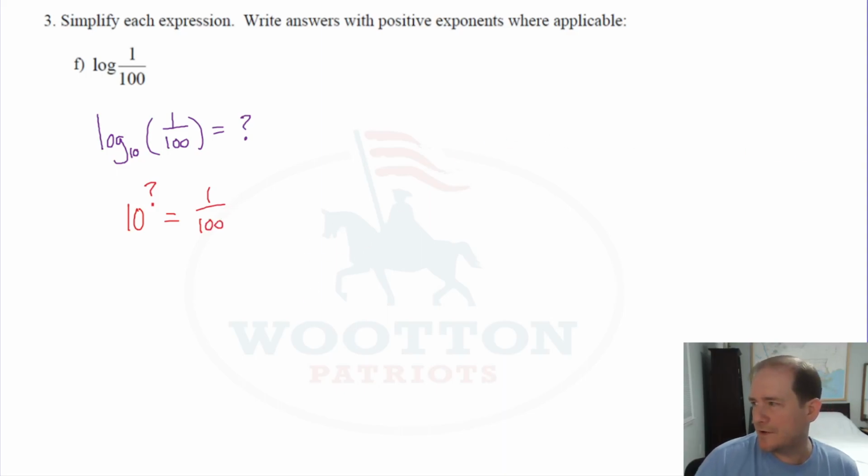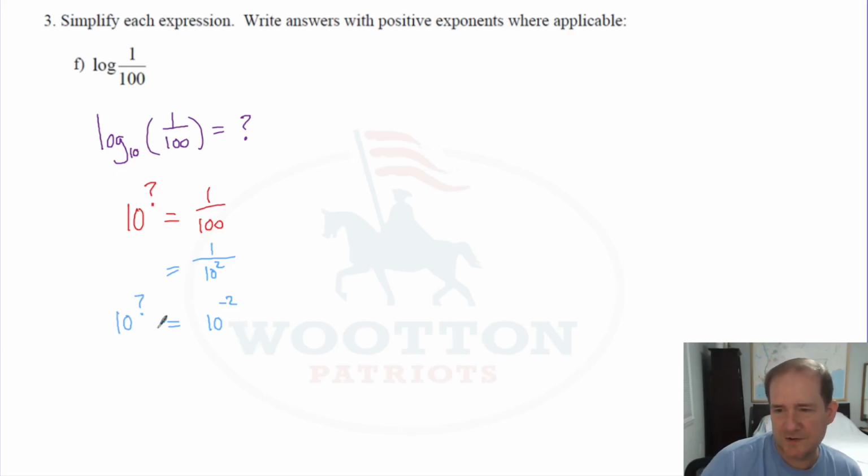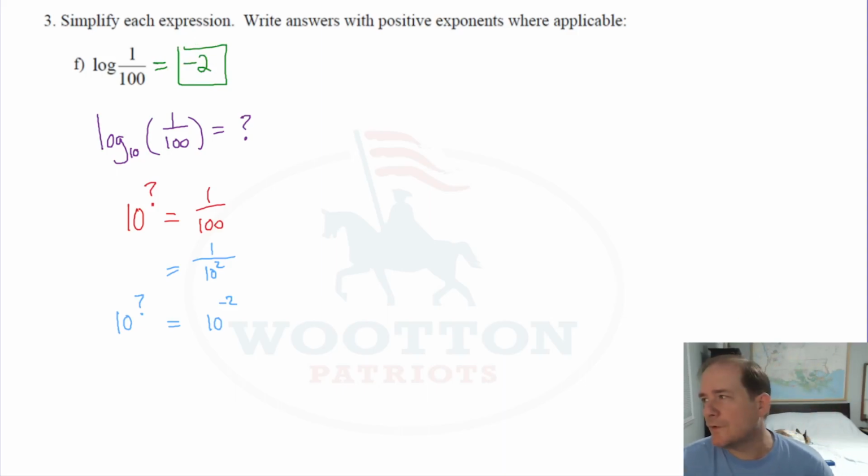And so probably what you should do to think this through is think about, well, 100 is just 10 squared, isn't it? So 1 over 100 is 1 over 10 squared. But because the 10 squared's in the denominator, that's essentially just 10 to the negative 2. 10 to the negative 2 would be 1 over 10 squared. That would be 100. So essentially, I'm asking you, hey, what power do I want to use? And we can see that clearly that power is negative 2. So that means the value of this particular log is negative 2. And that's it.